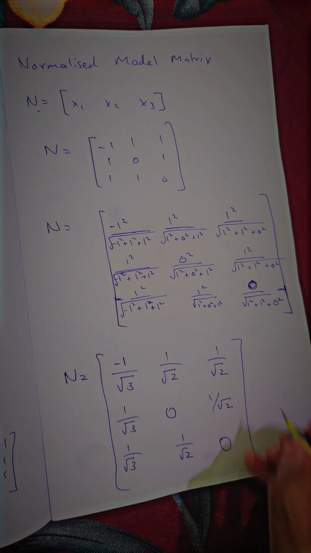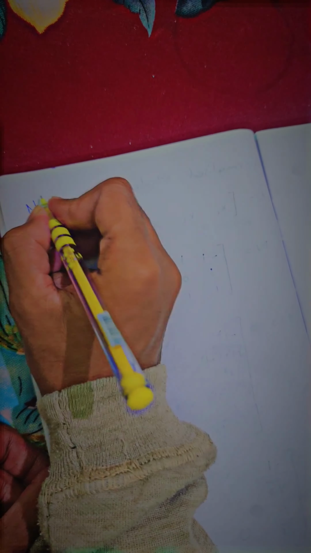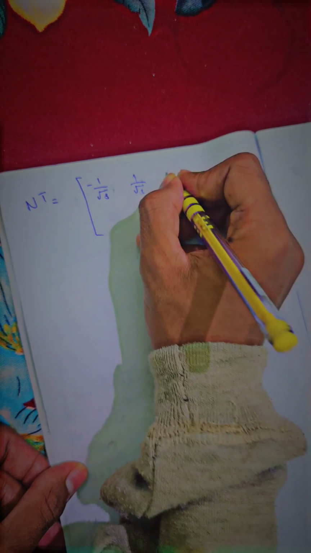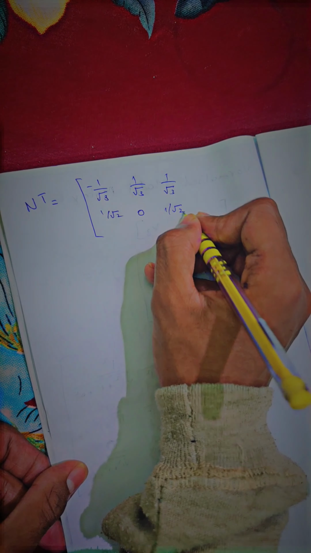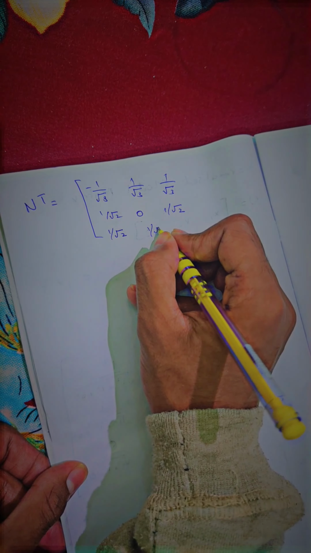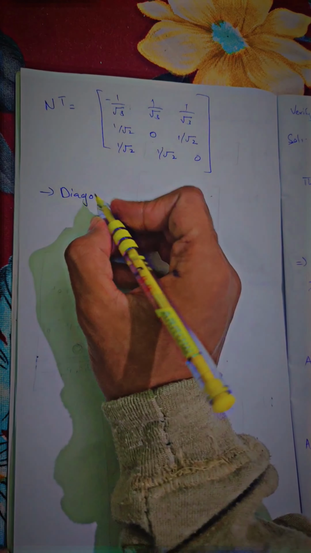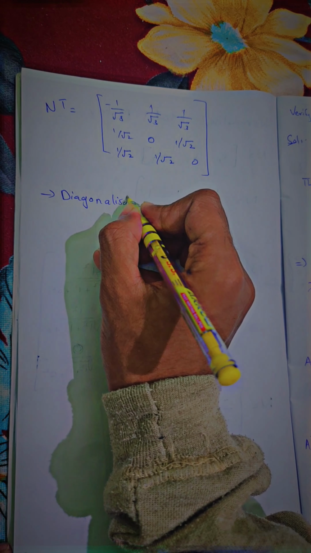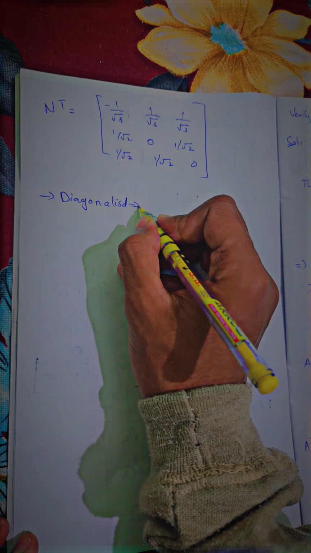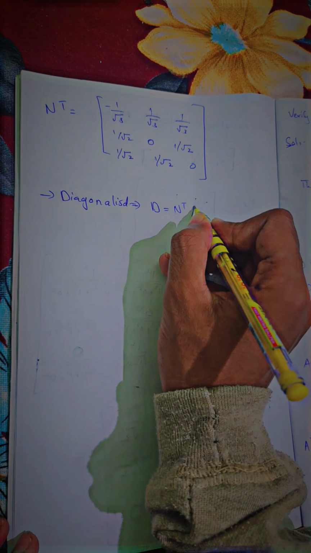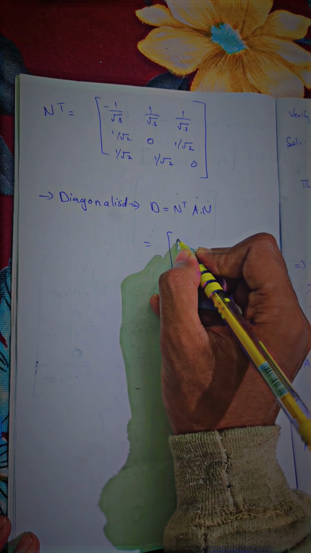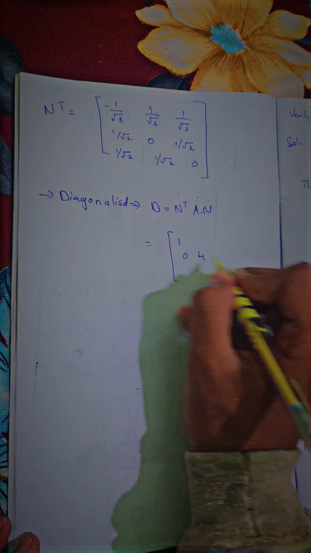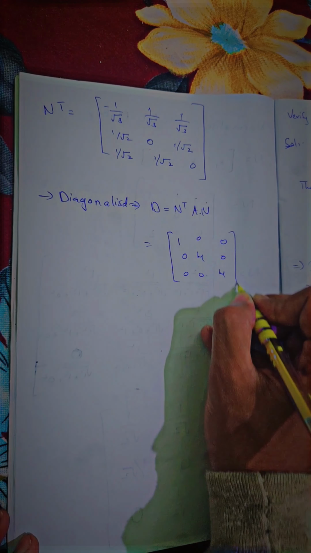So this is N. So now N transpose is equal to minus 1 by root 3, 1 by root 3, 1 by root 3, 1 by root 2, 0, 1 by root 2, 1 by root 2, 1 by root 2, 0. Now we find the diagonal form. The formula is D is equal to N transpose A N. So simply write the eigenvalues here, 1, 4, 4, and the remaining as 0, like this.